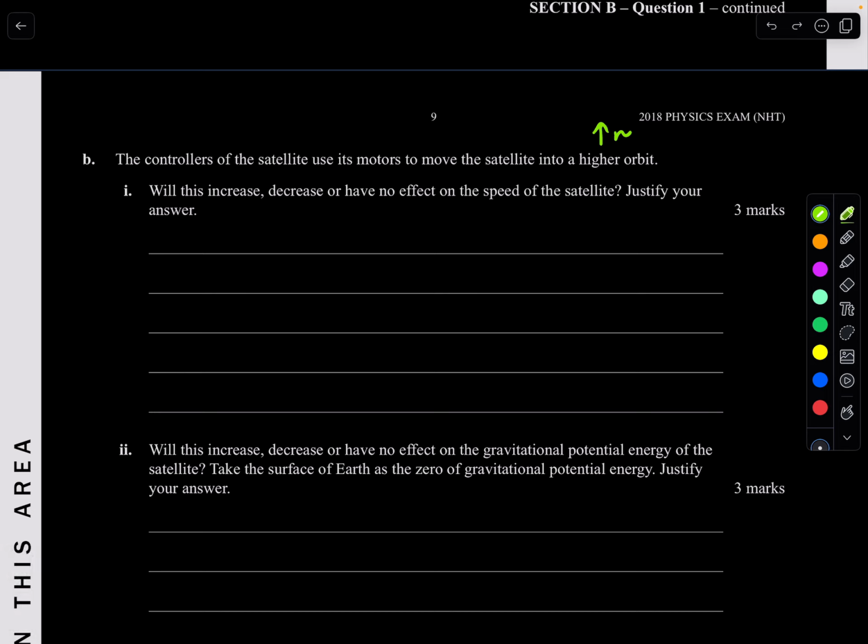So what I would just write is, okay, using v is equal to the square root of GM over r, we know that v is proportional to 1 over square root r. I think that will give a mark.